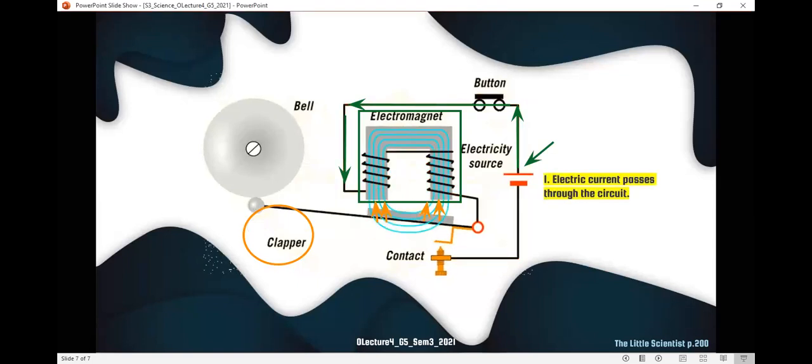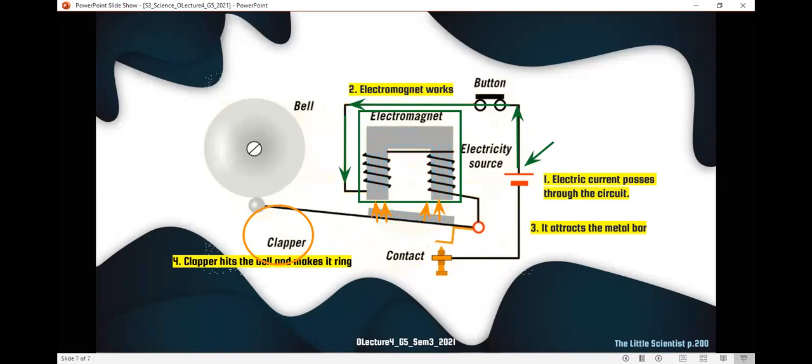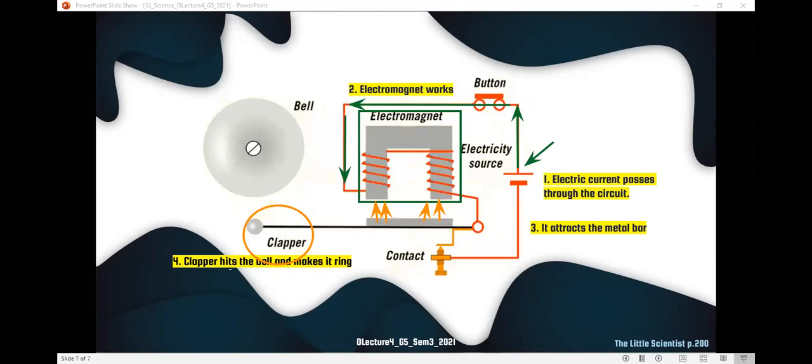So first of all, you will need an electric current passing through the circuit. Then when this electric current passes through the circuit, the electromagnet works. It attracts the metal bar. Once it brings the metal bar close to it, the clapper hits the bell and the bell rings. This is an example of how electromagnets are used. Do you still have any questions about the lesson?